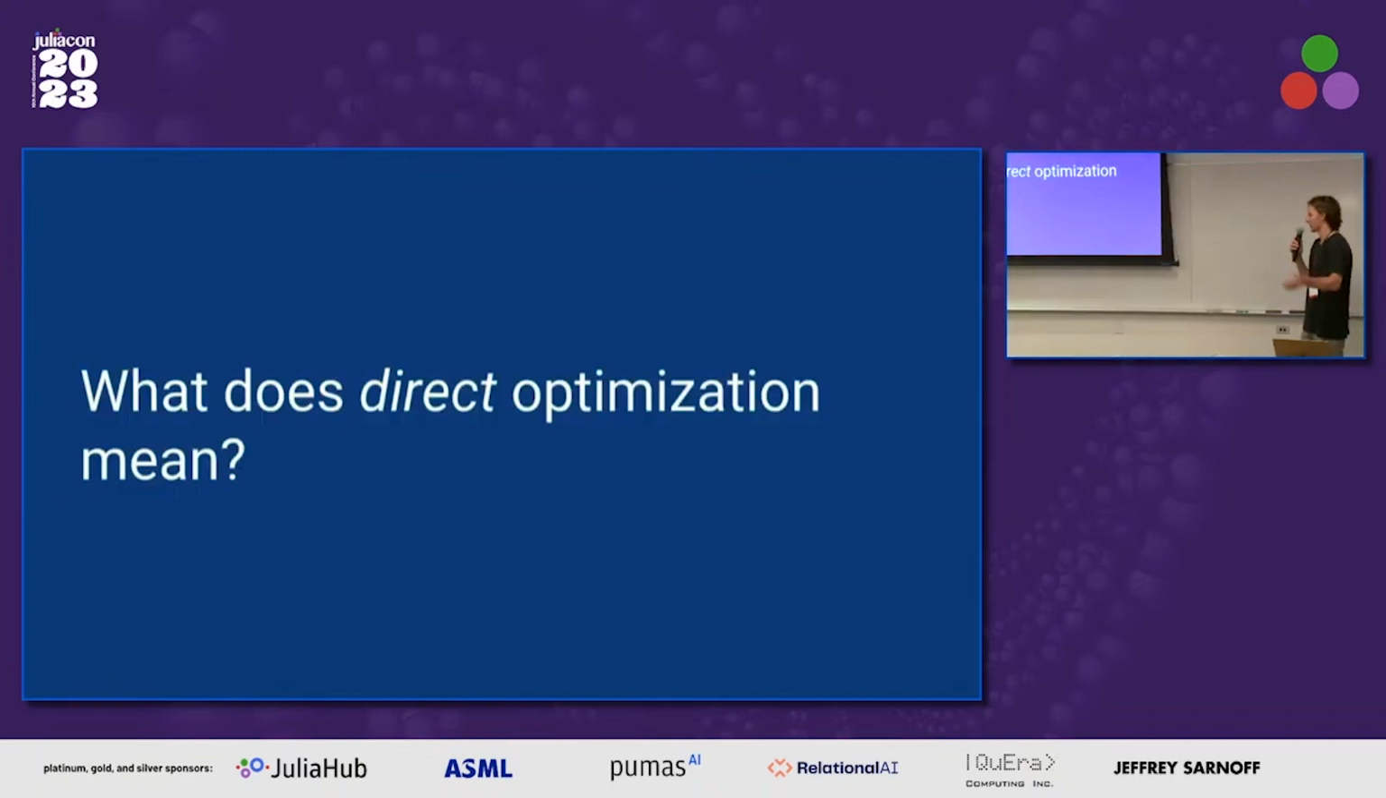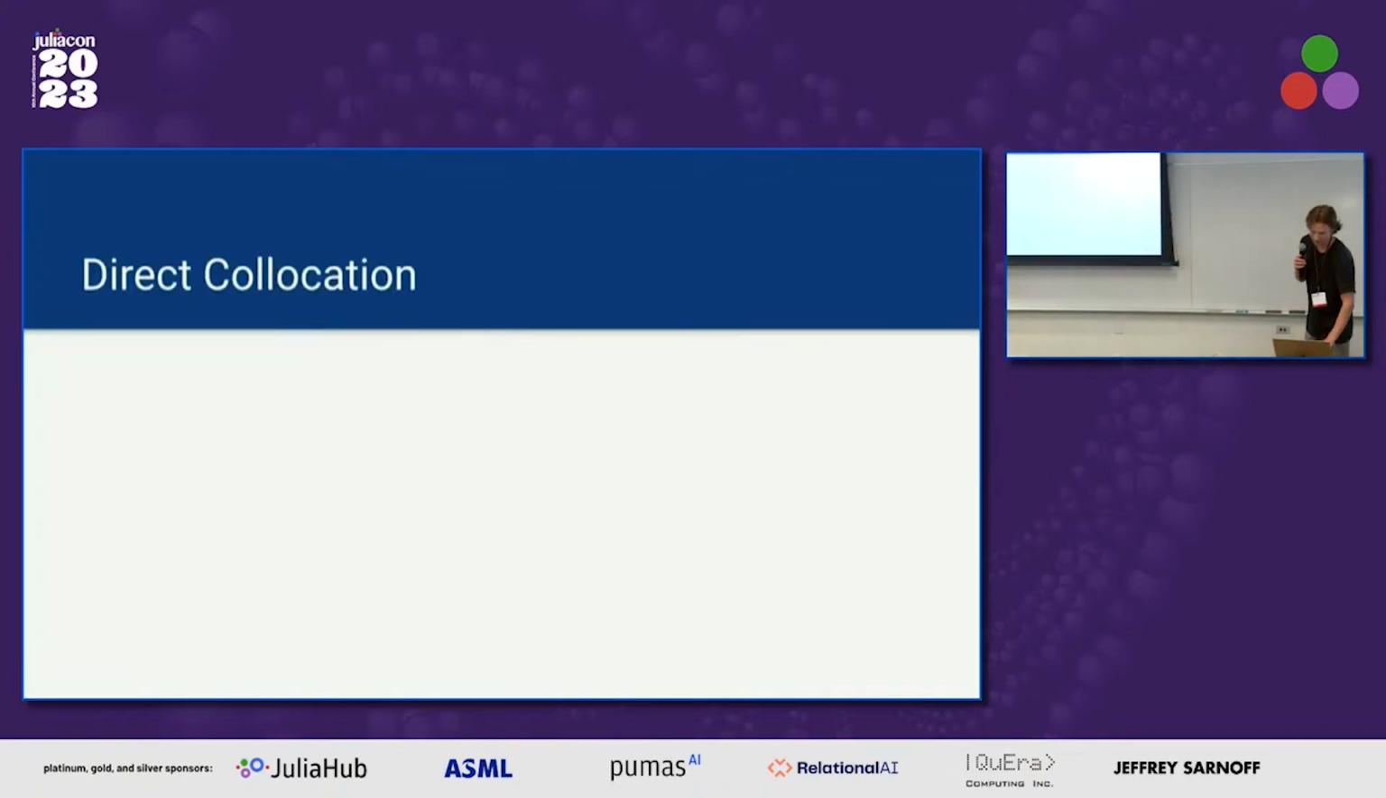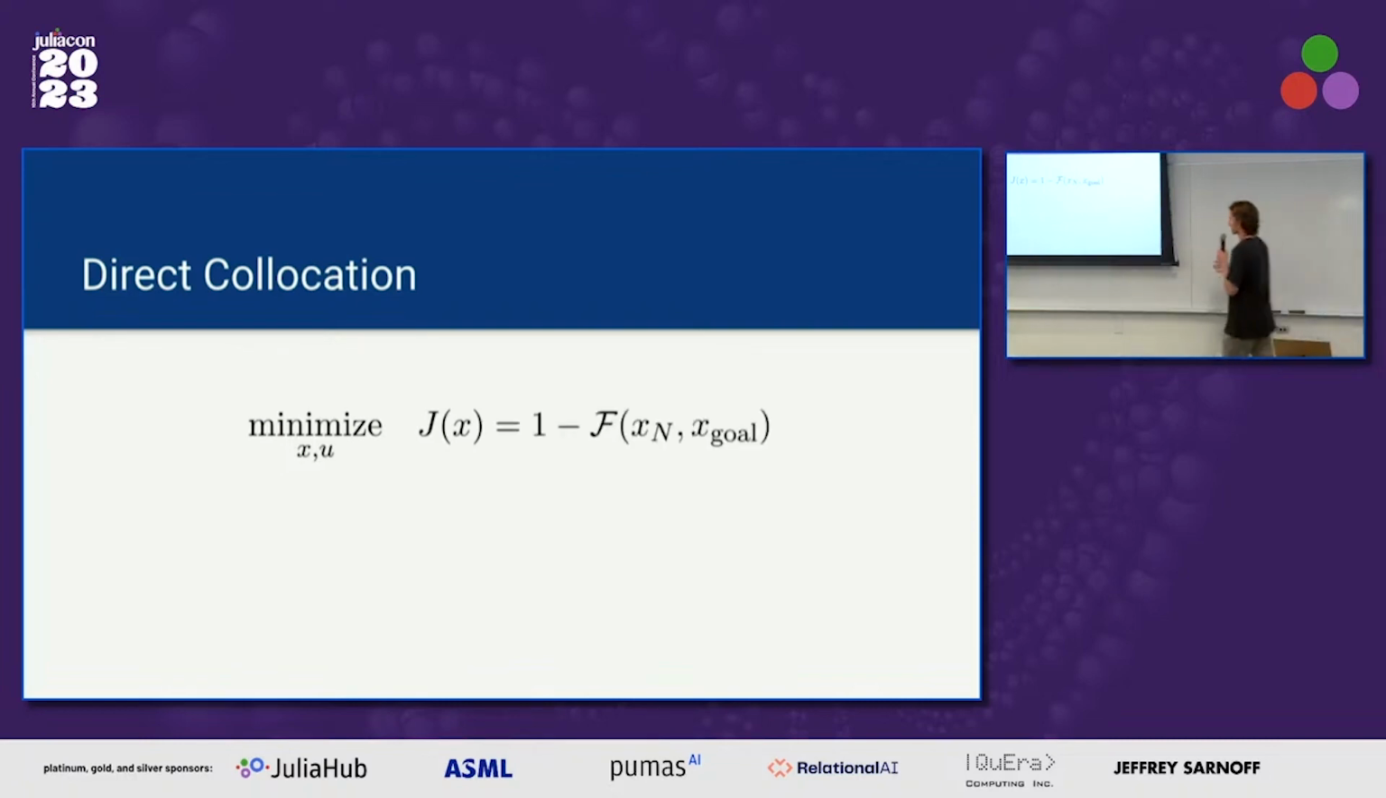So what is direct optimization? We do something called direct collocation, which involves minimizing an objective that's now over the controls and the states. It's a joint optimization problem over everything. And this allows us to easily write out a more simple objective. We're only concerned about the objective over the final states. But then how do we enforce the dynamics?